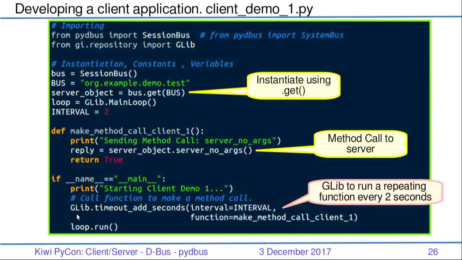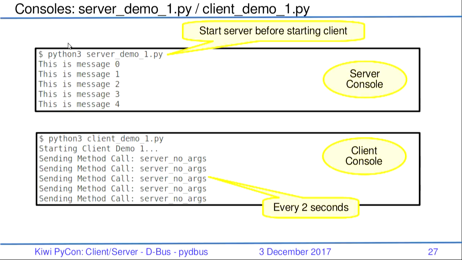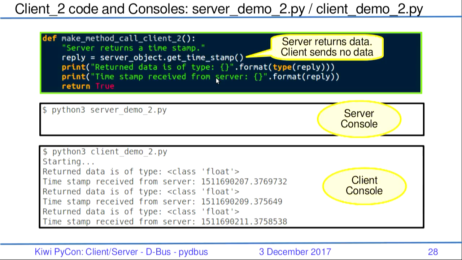Just down here, when we start the program, every 2 seconds we're going to call this little routine on the client, and the server object will call the method server no args, and we are going to look for a reply, although we're not expecting one. Then it will come out of there, and 2 seconds later we'll come back and do it again. So we start the server, and this time when the client starts, every 2 seconds it makes a call to the server no args method through the session dbus, and each time it will produce a little message on the console of the server. In this case, we're getting the timestamp.